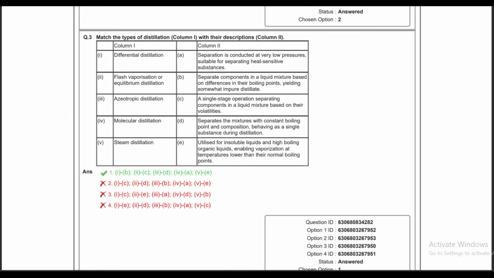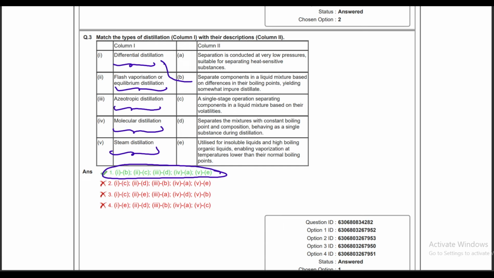In the next question, match the type of distillations with their description. They are providing you in the first column differential distillation, flash vaporization, azeotropic distillation, molecular distillation, steam distillation. Clear? So if you'll see, first option is correct answer here actually. Differential distillation is used to separate components in liquid mixture based on differences in their boiling point, yielding somewhat impure distillate. So B option you can match it with.